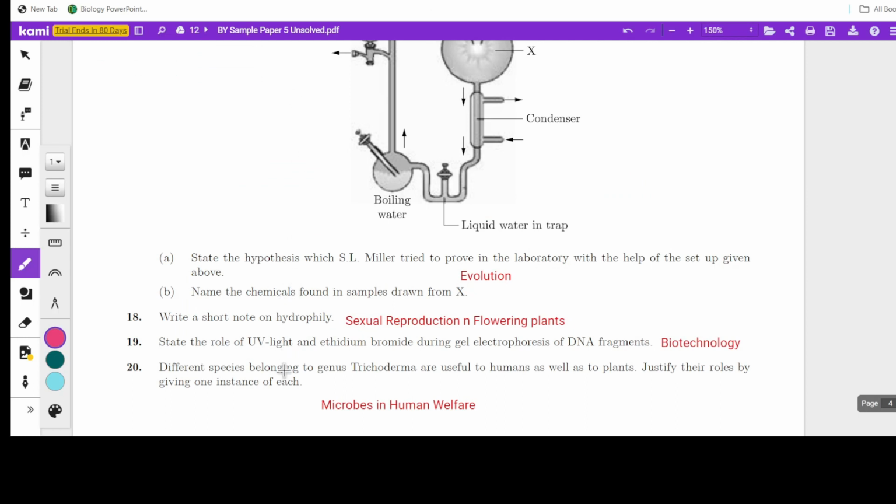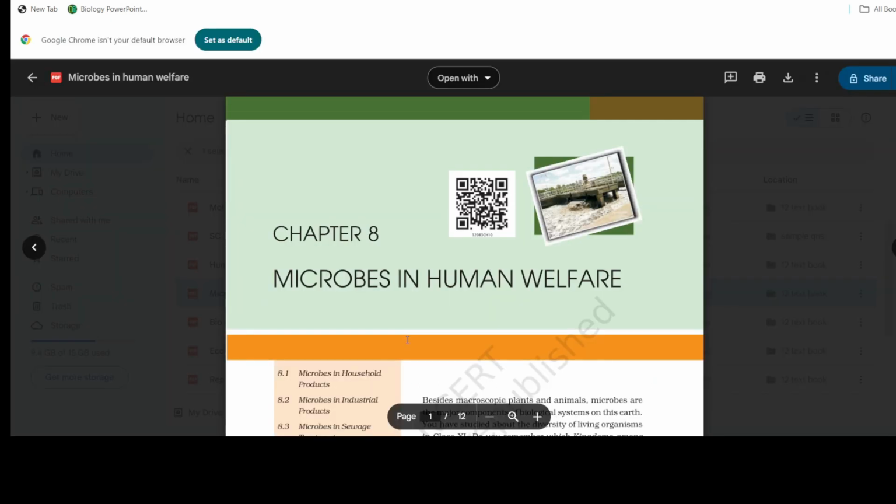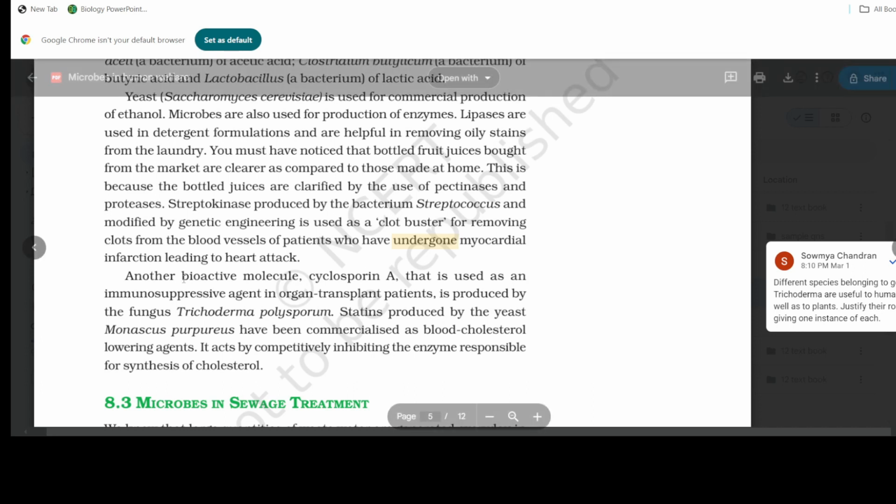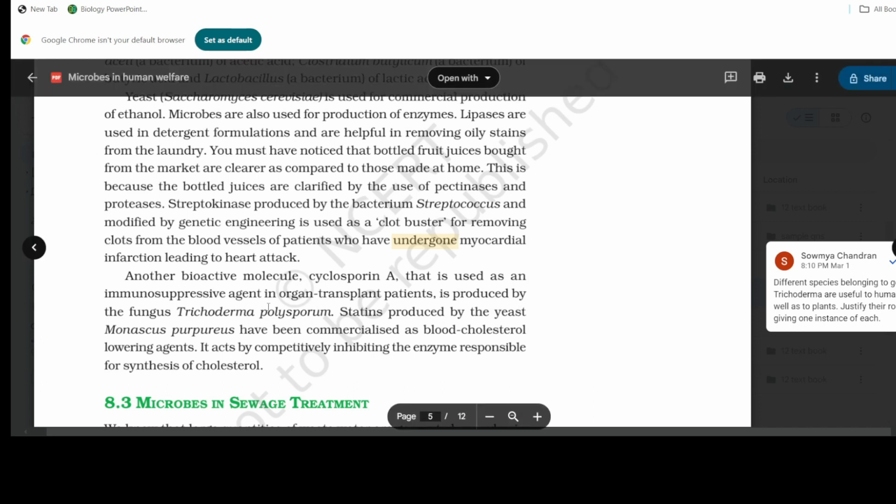Next question. Different species belonging to genus Trichoderma are used by humans as well as plants. Justify their roles by giving one instance of each. It means they are asking to say about the use of Trichoderma, for both humans as well as plants. So let's see the chapter Microbes in Human Welfare. Bioactive molecule: it's used as an immunosuppressive agent, produced by the fungus Trichoderma polysporum. So this is the purpose of the fungus Trichoderma in humans.